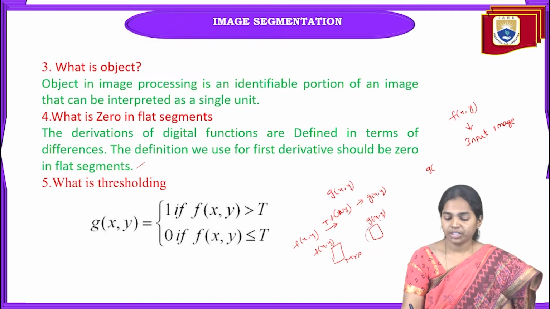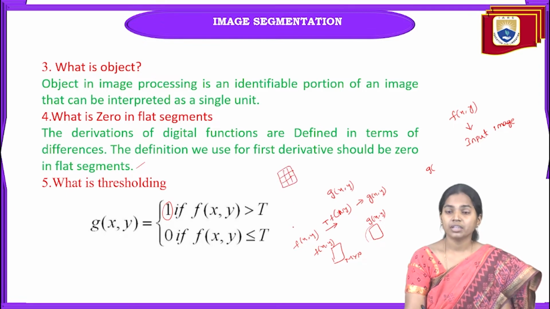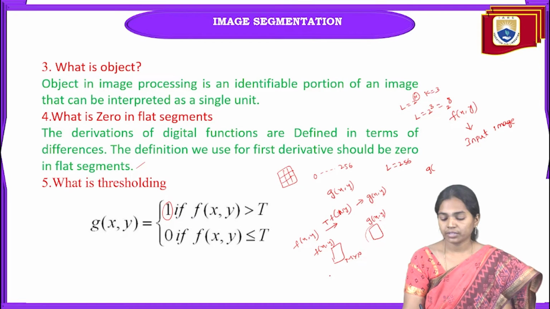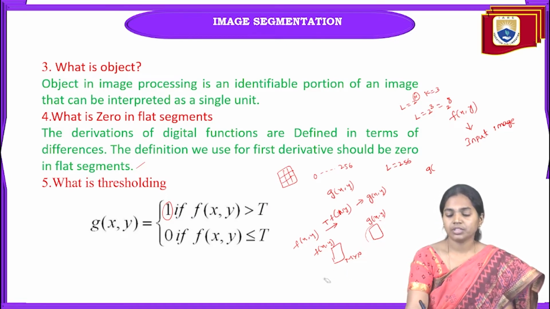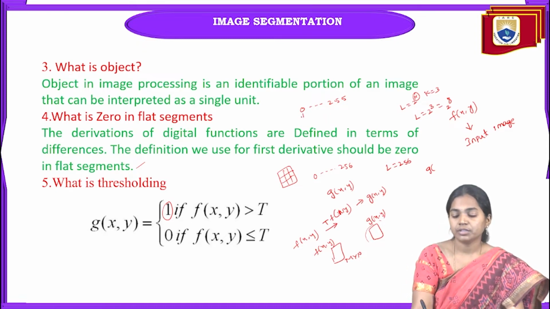Here the output image pixel value is 1 if f of x comma y is greater than T. Here the image considers gray level values, for example 0 to 255. If we use k bits, L equals 2 power k, here k equals 8, so L equals 2 power 8, which is 256. The gray level value varies from 0 to 255, where 0 is the minimum gray level and 255 is the maximum gray level.